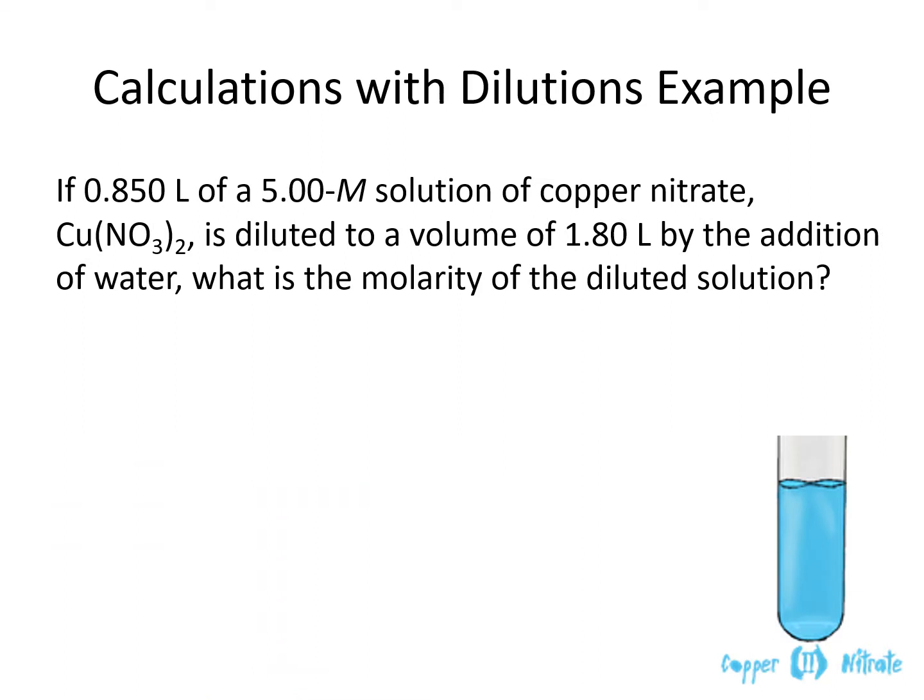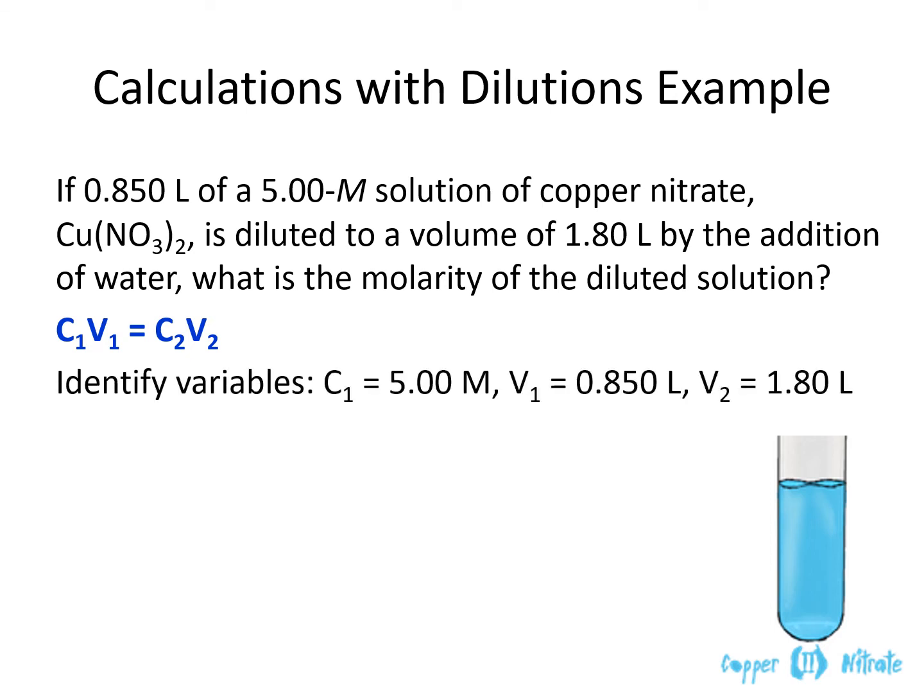Here's an example. Using our dilution equation, we're given a starting concentration and a starting volume. Our starting concentration is 5 molar, and our starting volume is 0.850 liters. We're told that it's diluted to a volume of 1.80 liters. So that's our new volume, V2. We can identify our variables.